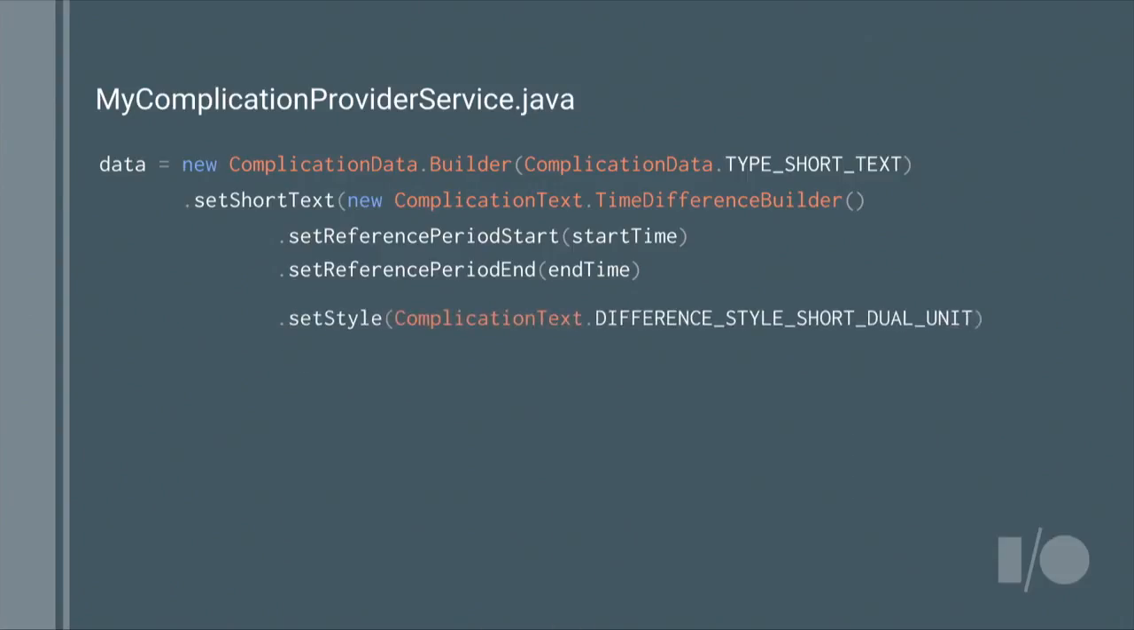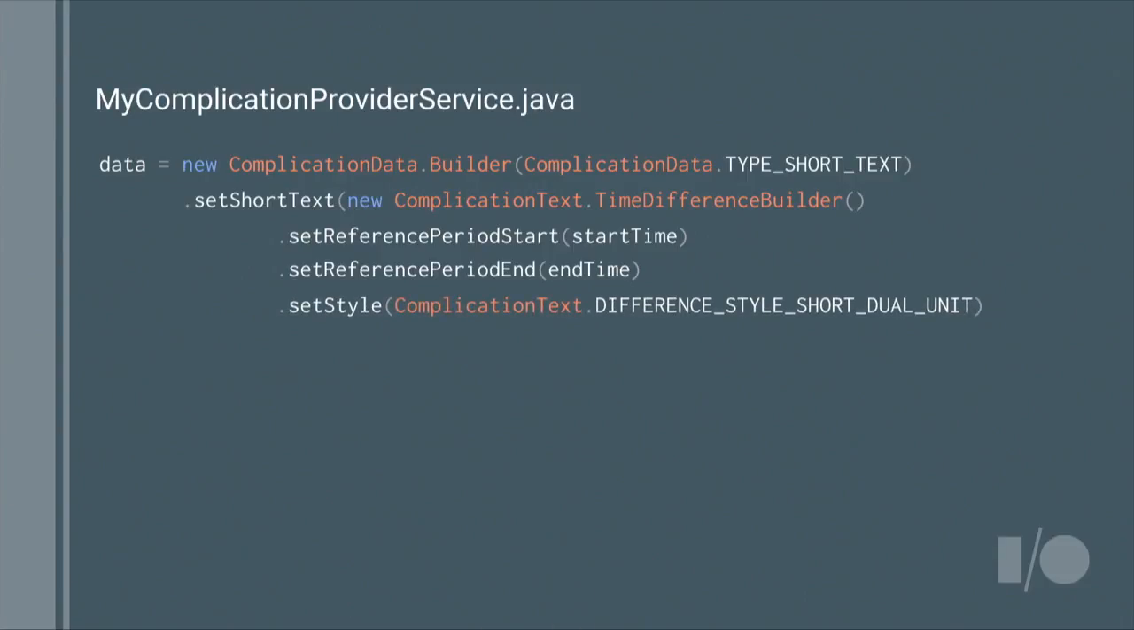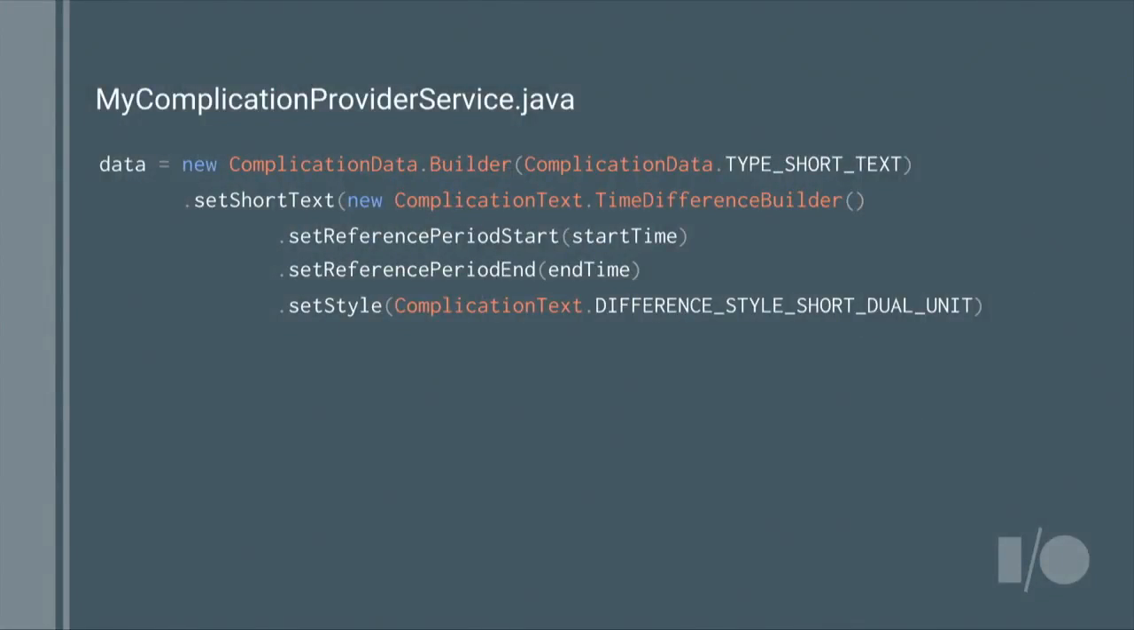Now we add a style. So this just determines how the text is formatted, is displayed. In this case, we're using short dual unit. That means, for example, if the time difference was 5 hours and 15 minutes, it would show 5H15M. That completes the time difference text. So we call build.